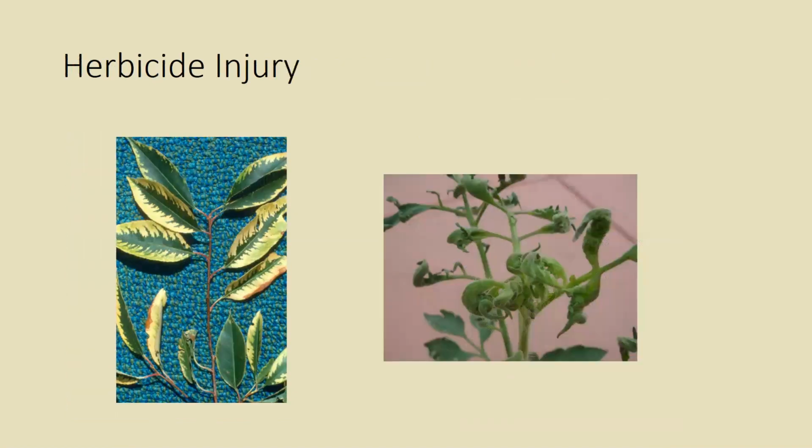Now let's turn our attention to herbicide injury. Herbicide injury is just one of many chemical injuries that can happen in the landscape. Herbicides are products that are applied to kill weeds. The symptoms are varied and can easily be confused with other abiotic disorders or some biotic diseases.